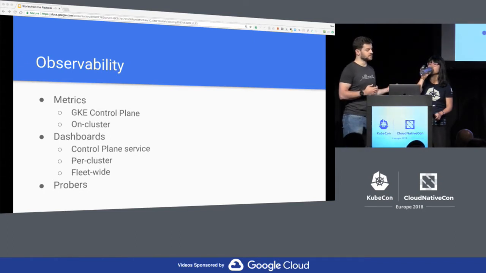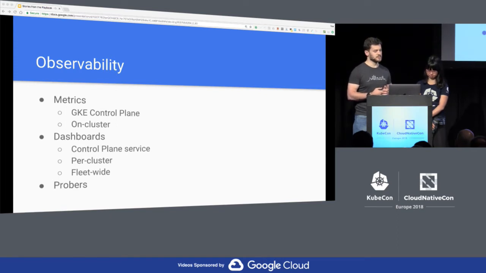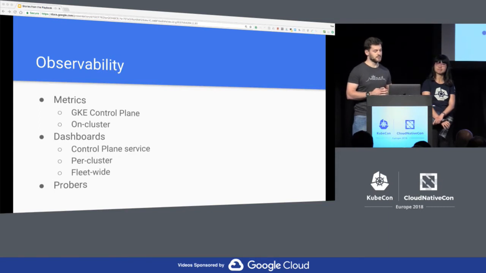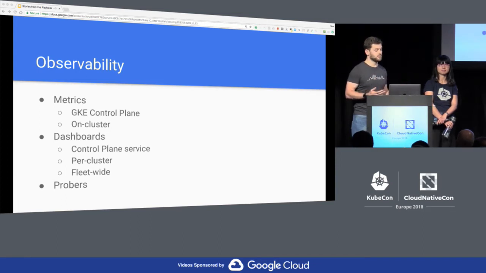So we gather metrics for both of those aspects, showing the request rate for the control plane API server, for example, or the load on a particular master instance. These are all shown on dashboards. So again, there's one for each cluster control plane service and per cluster dashboard, so we can see exactly what's going on in each individual cluster. And we aggregate those all together to create a fleet-wide view of different clusters, so we can see what's going on between different Kubernetes versions and also across different cloud regions.